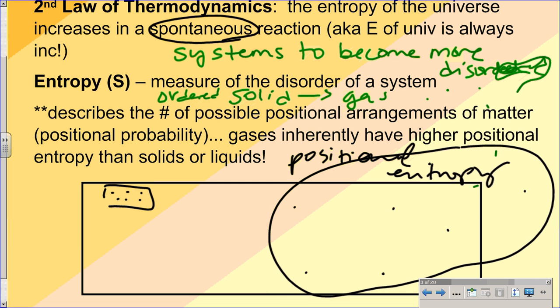Without outside intervention. Yes, my room is very disordered, isn't it?